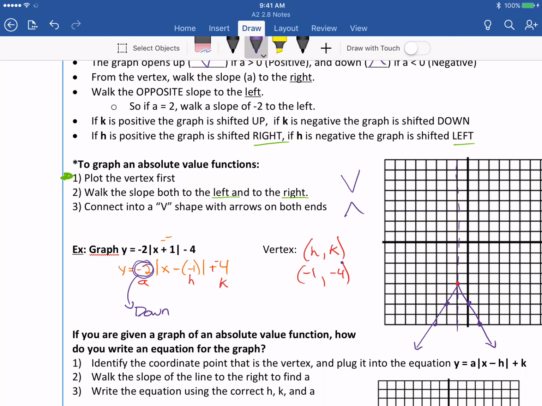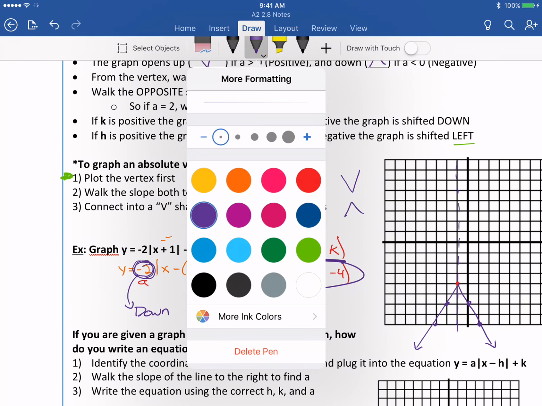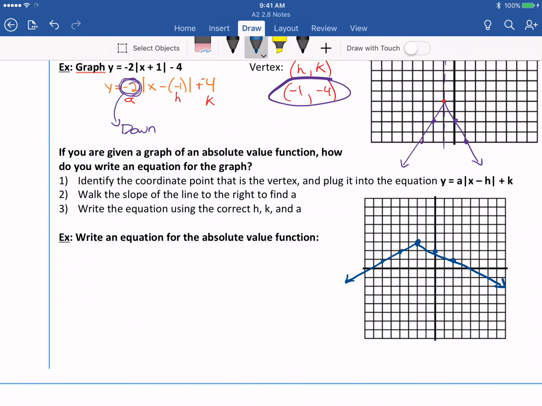I found that vertex. Once I found the vertex, then I walked that slope of my A to the right. All right, and it always looks like a V. Always looks like a V. So now the next one asks me here to write the equation of the graph.